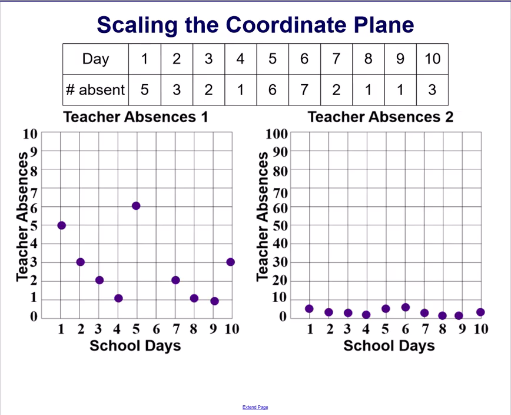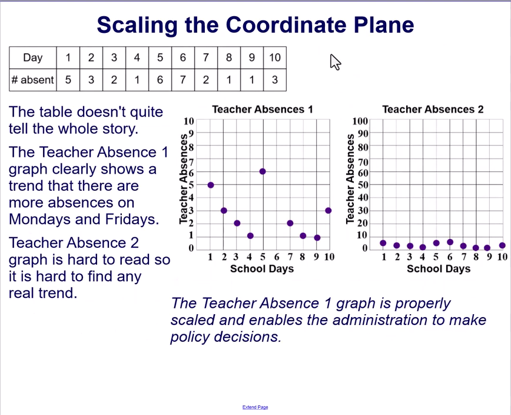You may notice that the y-axis is labeled from 0 to 10 on graph number 1, but in graph number 2, the y-axis is labeled from 0 to 100. The x-axes are the same. While this table doesn't quite tell the whole story, the teacher absent 1 graph, right here, clearly shows a trend that there are more absences on Mondays and Fridays. The teacher absent 2 graph over here is hard to read, so it is hard to find any trend. The teacher absent 1 graph is properly scaled and enables the administration to make policy decisions.